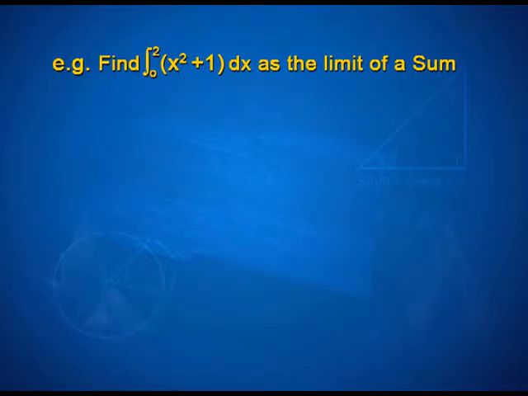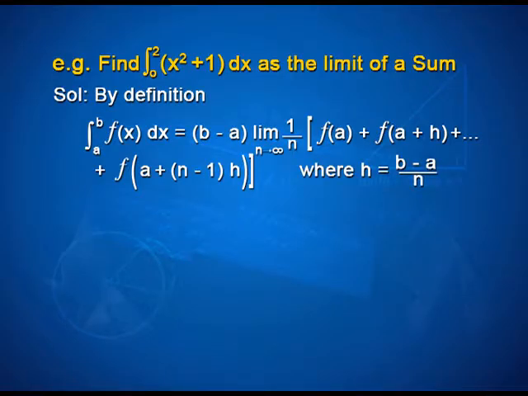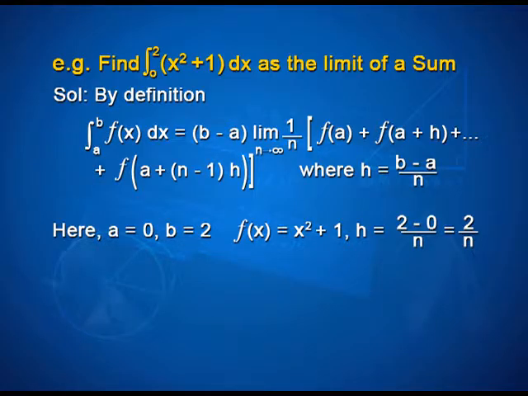Now, let us solve an example. Find the integral 0 to 2 of (x square plus 1) dx as the limit of a sum. For the solution, by definition, the integral a to b f(x) dx is equal to (b - a) times limit n tends to infinity of 1/n times [f(a) + f(a + h) + ... + f(a + (n - 1)h)], where h = (b - a)/n. Here a = 0, b = 2, f(x) = x square plus 1, and h = (2 - 0)/n = 2/n.